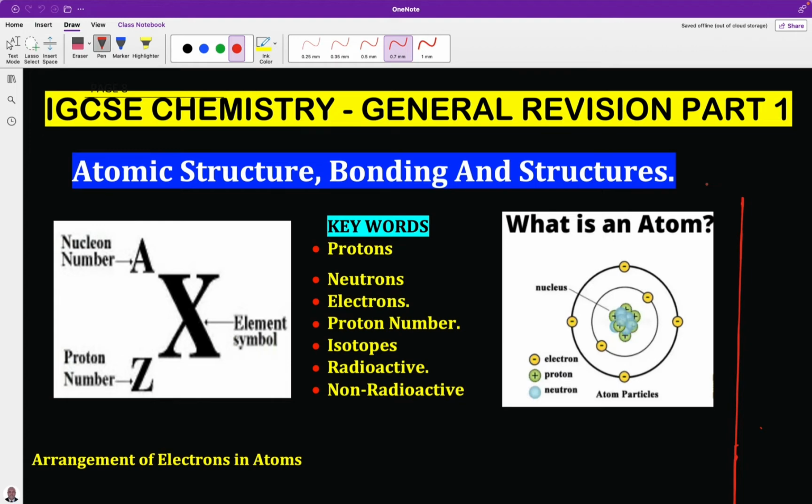But before we start, you might ask yourself, what is an atom? An atom is the smallest particle of an element that can take part in a chemical reaction.